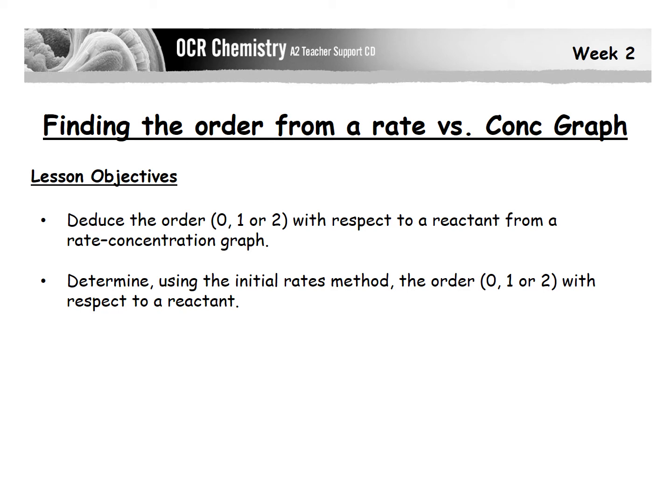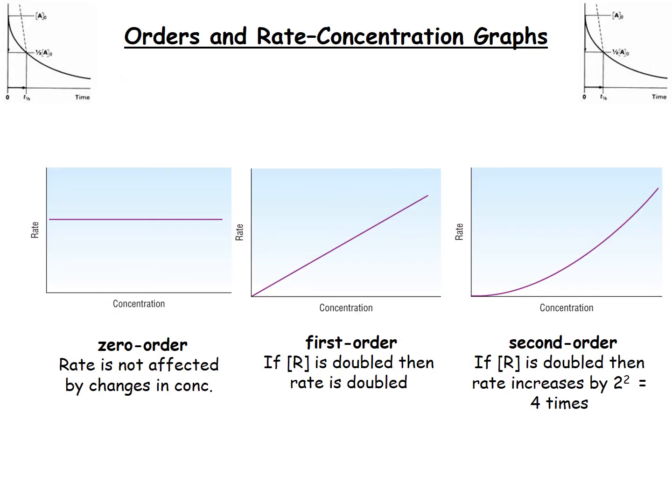Another lesson, so finding the order from a rate versus concentration graph. So instead of concentration time, this is rate concentration. Have a look at these. If concentration is on the x-axis and the rate is on the y-axis, if it's zero order, you'll have a straight line. If it's first order, as the concentration increases, the rate increases, much like we know about the orders. And second order, it's times 2 by 2 by 2, so in this case, it will be a curve upwards.